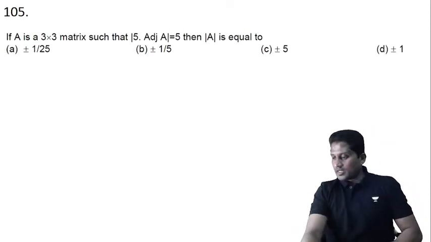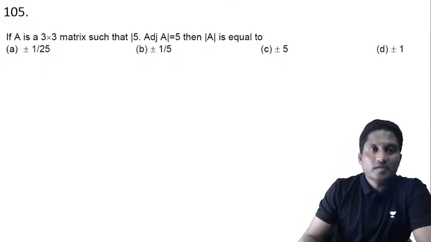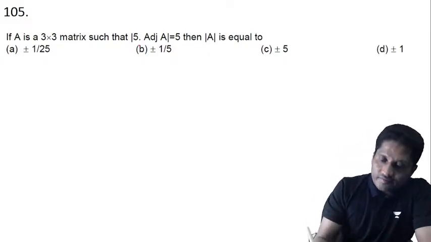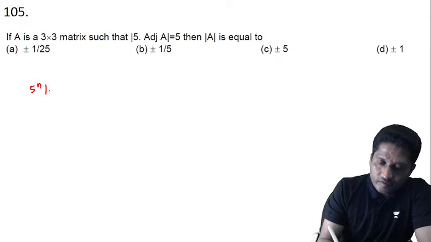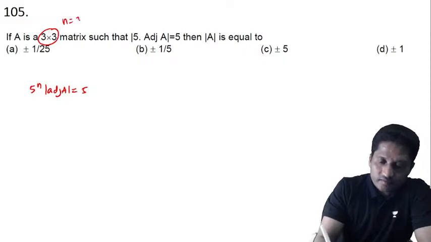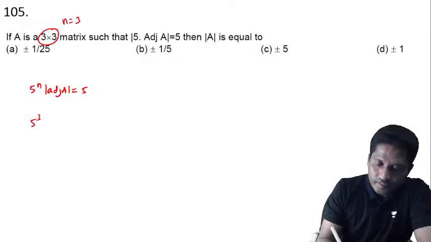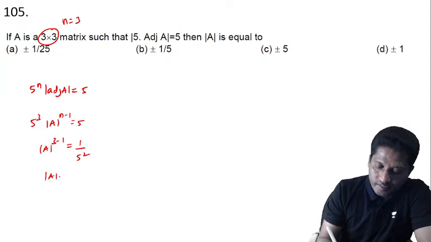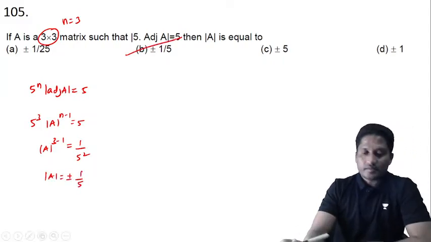Right, question number 105. If I take 5 outside the determinant, it is 5 power n into determinant of adjoint A is equal to 5. N stands for order of the matrix, n is equal to 3, so you get 5 cube. Determinant of adjoint A is determinant A power n minus 1 is equal to 5. N is 3, so this is 3 minus 1, equal to 1 by 5 square. Now determinant A is equal to plus minus 1 by 5. Answer is option B. Yes, Gaurav, right.